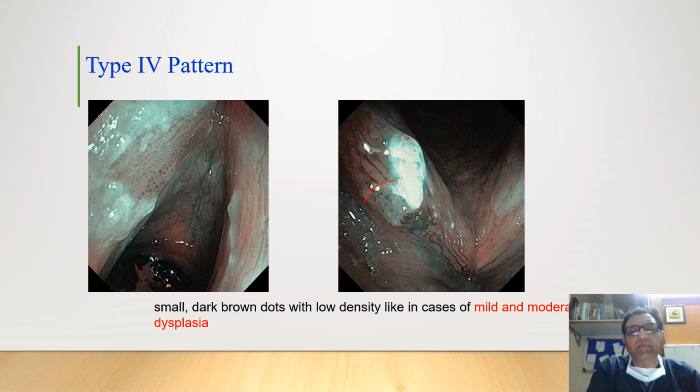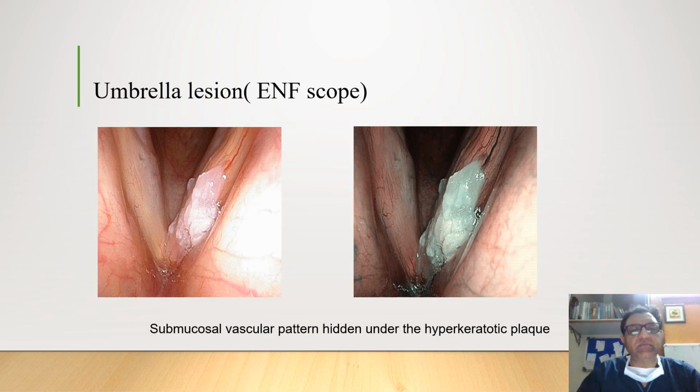Like this on the periphery of the lesion, which is indicative of small brown dots. The capillaries look like here the arborescent capillaries are there, multiple branching is there, and these capillaries break into small dots, which is indicative of moderate dysplasia.